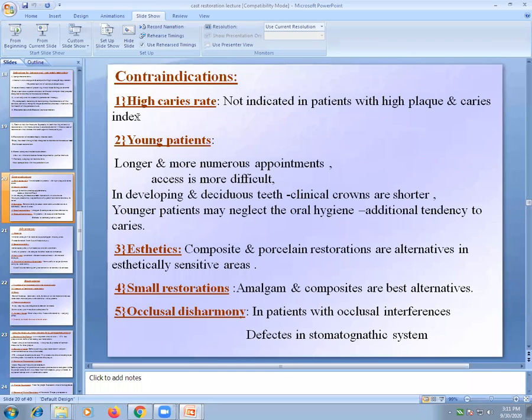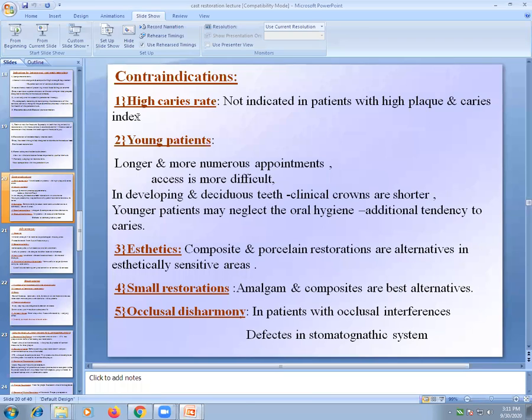So over a period of time, this luting cement dissolves in the oral cavity, and at this time there will be accumulation of food, and it causes caries production. Right. But if a normal healthy patient is there with less caries incidence, caries formation will be less. But in a high caries patient, if a small amount of caries has developed, it will spread rapidly, and more destruction of the tooth structure will occur. The second contraindication is in young patients.